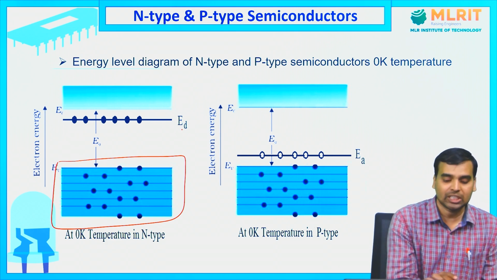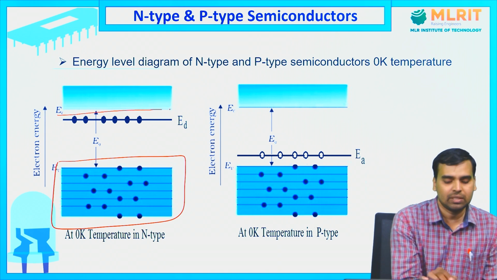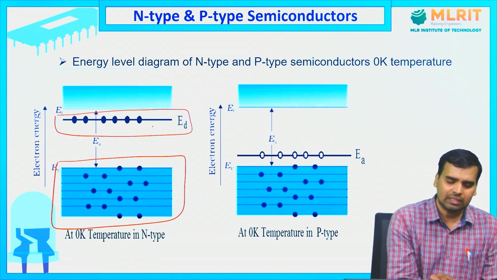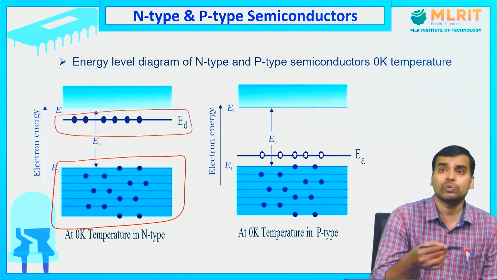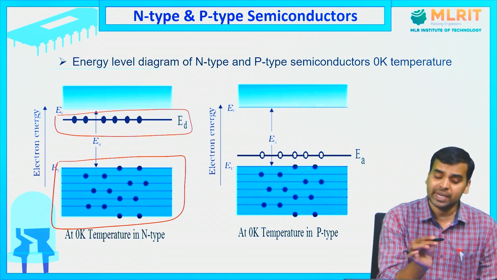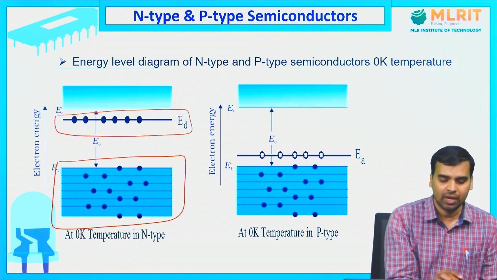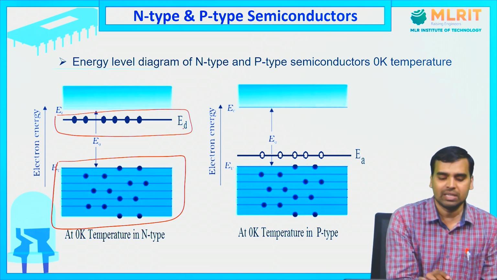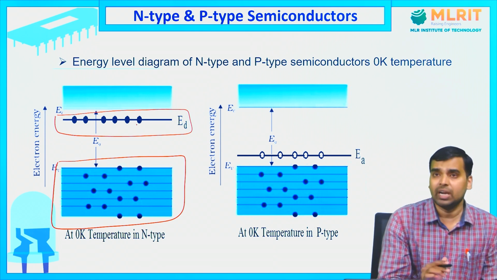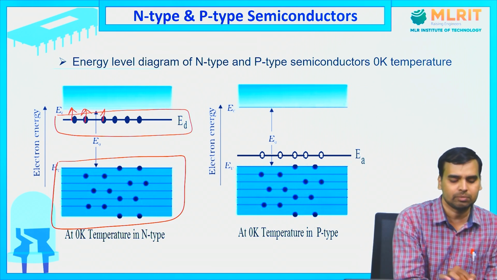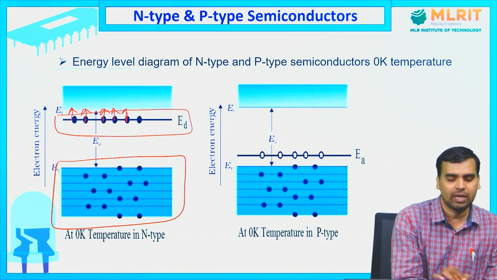But in actual position, the donor energy level exists near the conduction band. Why? Because the impurity atoms already lose one electron. That electron is already a free electron. Whenever we supply energy, immediately that electron is involved in electrical conduction. That's why the energy occupied by all those free electrons is the donor energy level. So whenever we supply energy, those electrons will immediately excite from the donor energy level to the conduction band, so those electrons will be involved in electrical conduction.